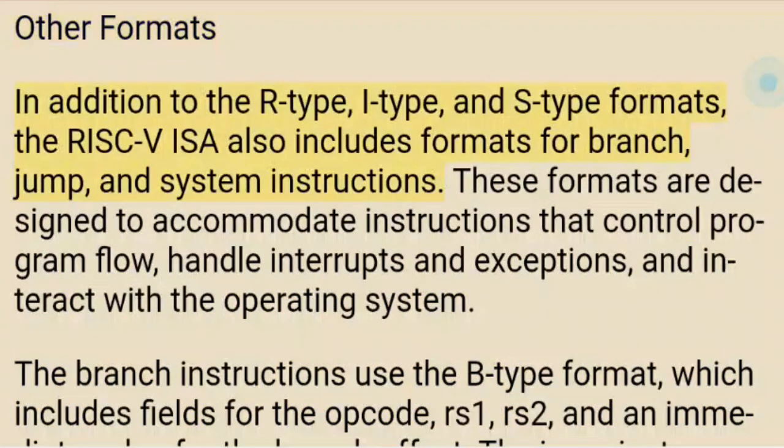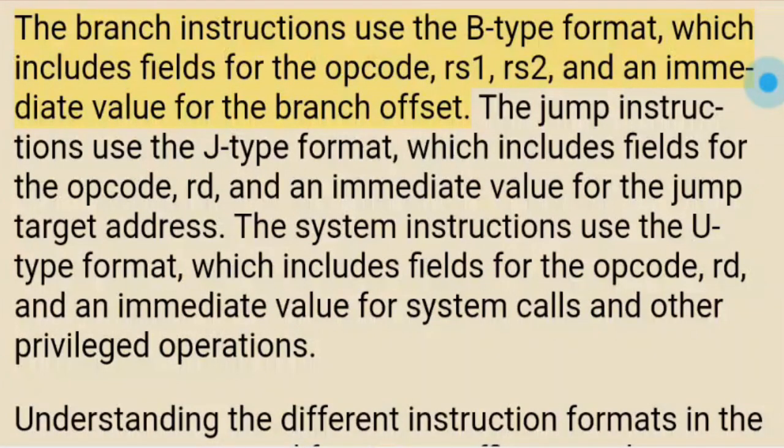Other formats. In addition to the R-type, I-type, and S-type formats, the RISC-V ISA also includes formats for branch, jump, and system instructions. These formats are designed to accommodate instructions that control program flow, handle interrupts and exceptions, and interact with the operating system. The branch instructions use the B-type format, which includes fields for the opcode, RS1, RS2, and an immediate value for the branch offset. The jump instructions use the J-type format, which includes fields for the opcode, RD, and an immediate value for the jump target address. The system instructions use the U-type format, which includes fields for the opcode, RD, and an immediate value for system calls and other privileged operations.